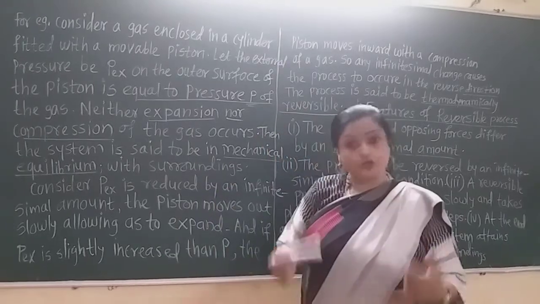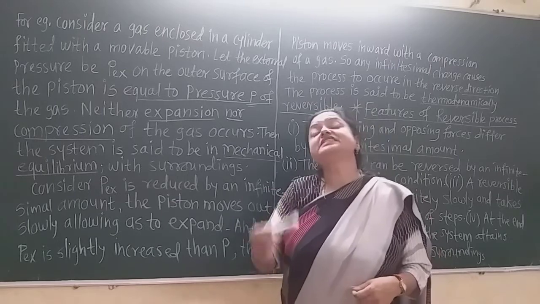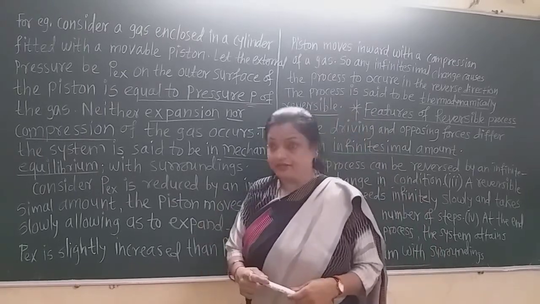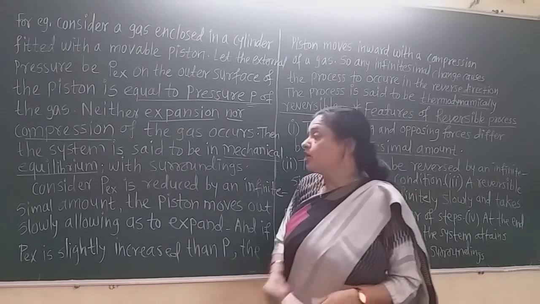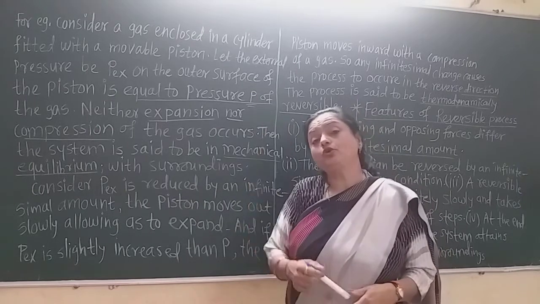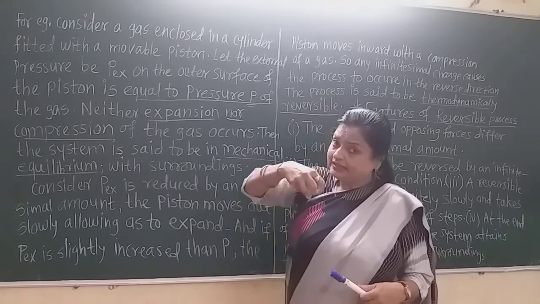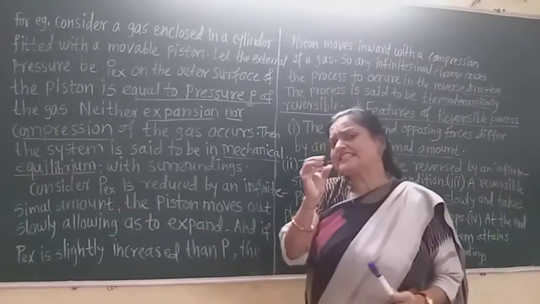When both of the forces, the driving force and the opposing force, are equal, the system is said to be in mechanical equilibrium with the surroundings. Now consider that P external is reduced, that is, the pressure on the piston of the gas gets reduced by an infinitesimal, very slight amount.